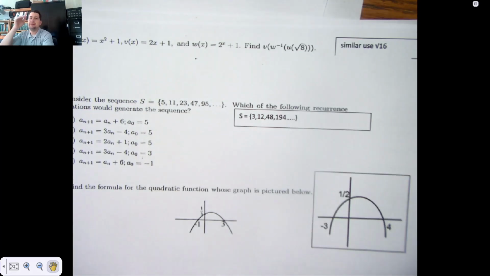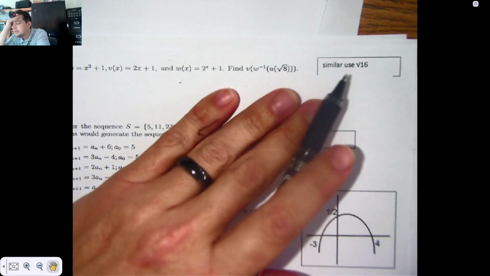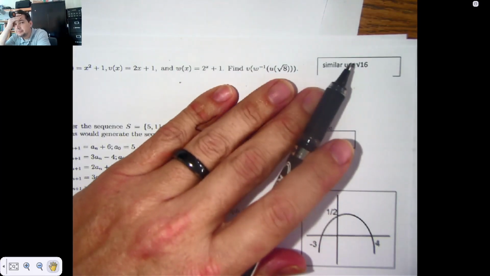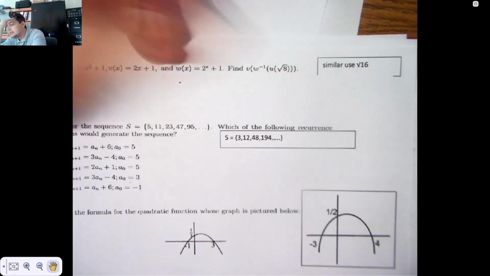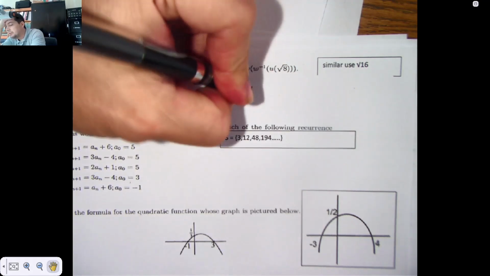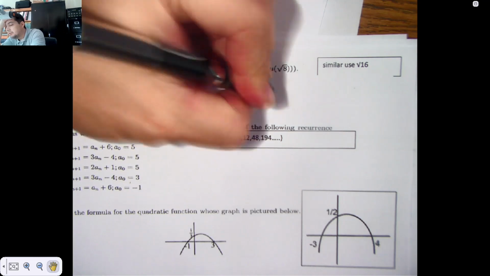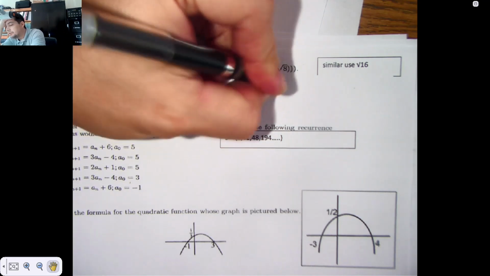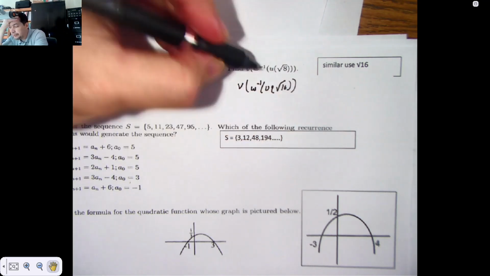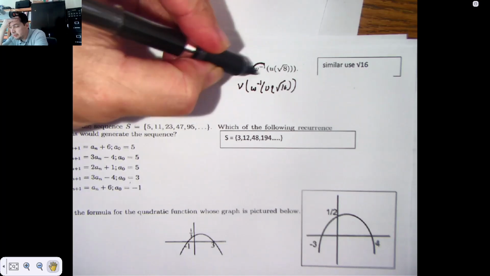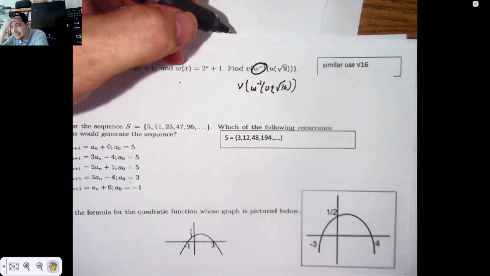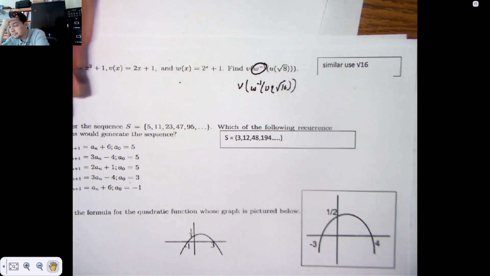The bonuses. So the similar here is to use the root of 16. So this is going to be v of w to the negative first of u to the root of 16. This should be about the only thing that's bugging you. That means find the inverse of w.